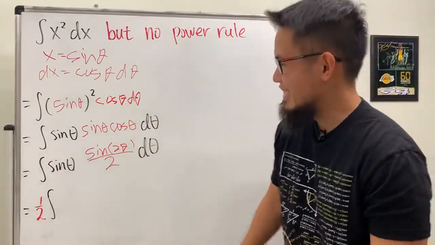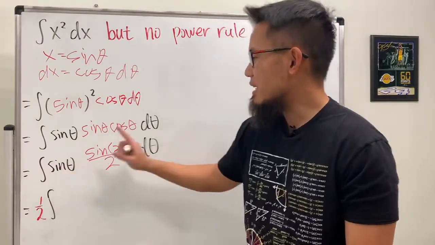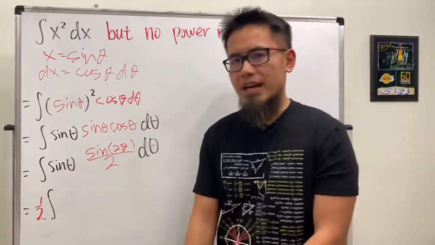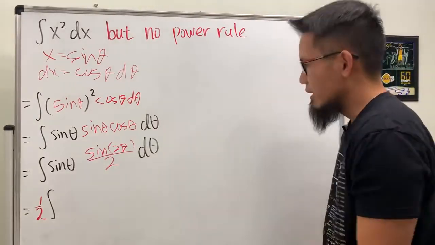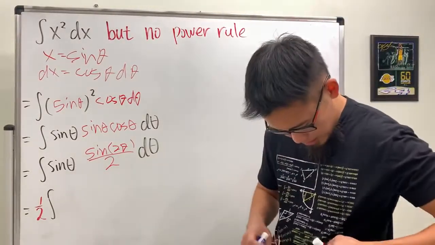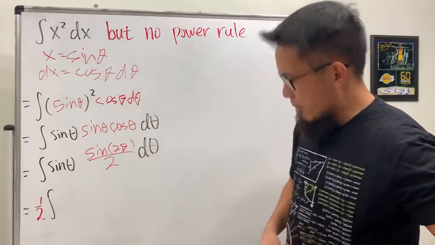Now, here we have sine theta times sine of 2 theta. What can we do with it? Well, we will have to use a formula for it, and the formula is actually, let's take a look. We need the sine alpha plus sine beta.